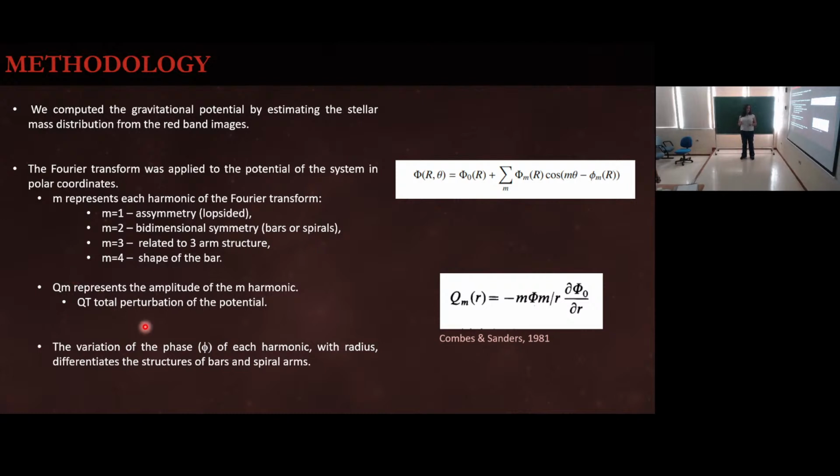Another thing is that those modes have variations of phase with radius. We have to analyze them to differentiate the structures between spirals and bars. When you have a phase m equal to a constant phase, it is a bar. When the phase is varying with radius, like if you have a spiral.